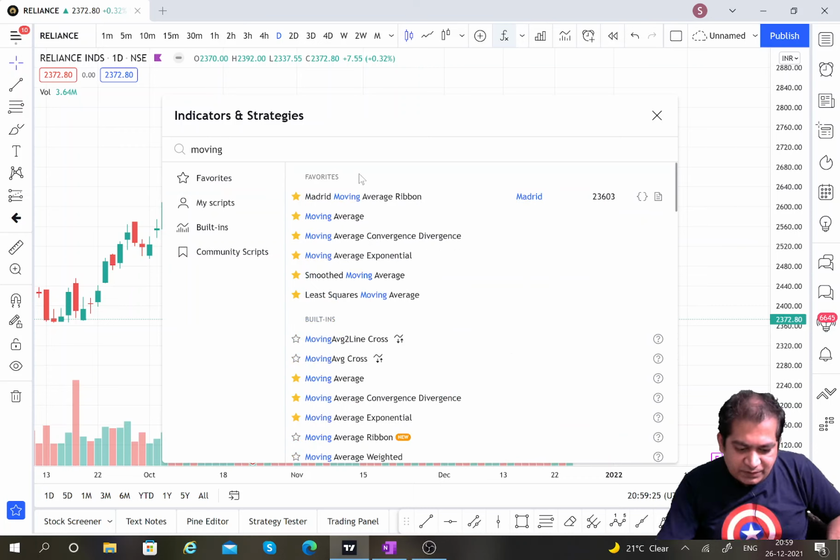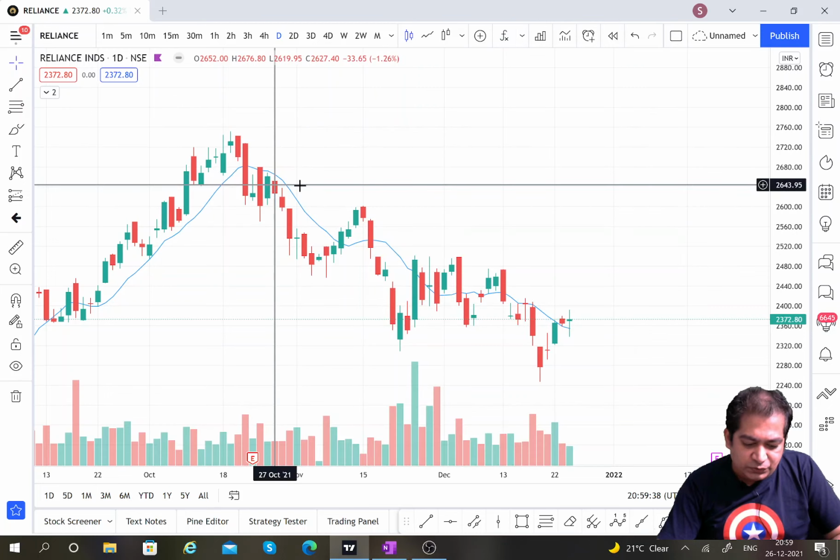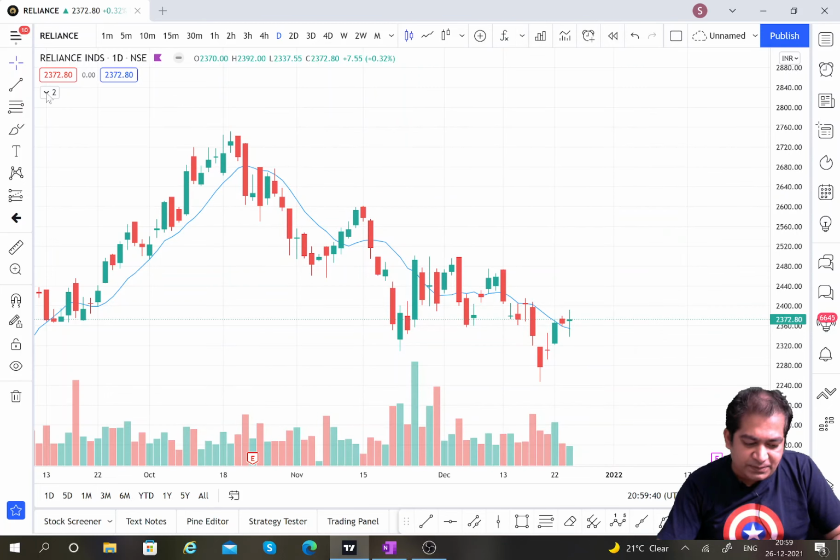Alright, so it's given moving average here. Ignore all the others, you choose moving average here. This is your SMA, simple moving average. Now when I have chosen simple moving average, you see this moving average, what is the period? If you click over here, the indicator legend shows it is a 9-period moving average.